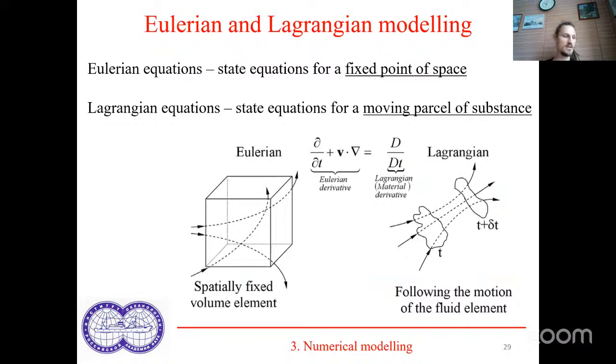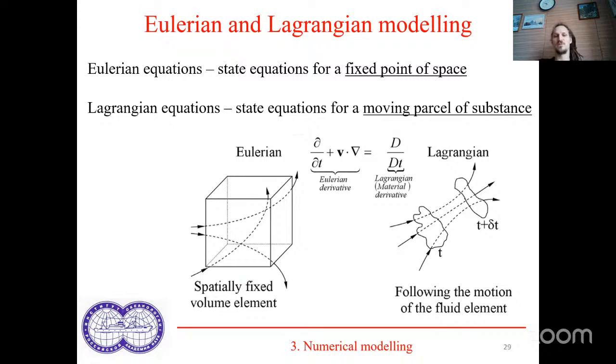So now we can switch to modeling, and I will just give you brief information about what can be done in this direction. We created a Lagrangian model of river plume. A Lagrangian model is different.